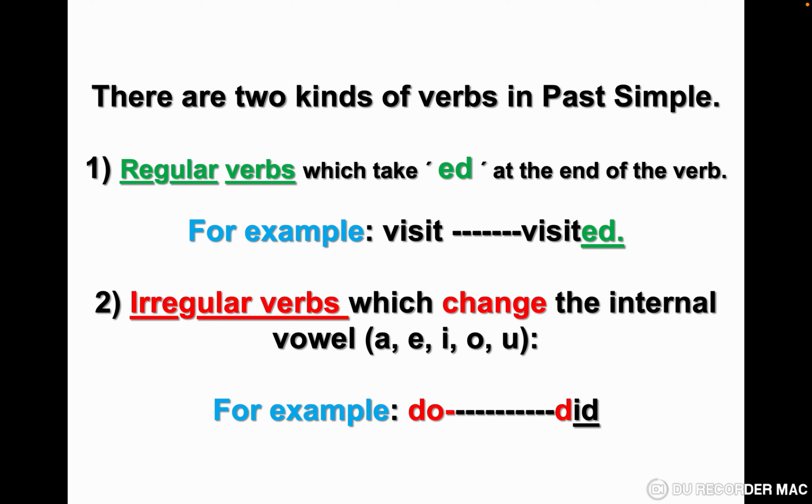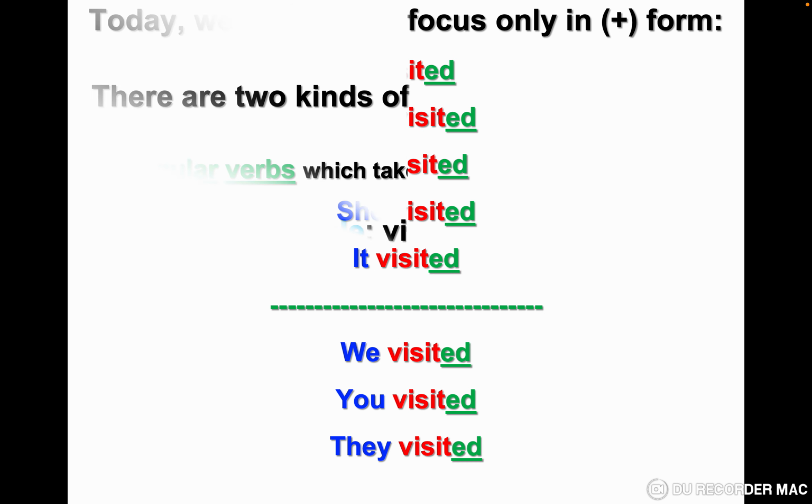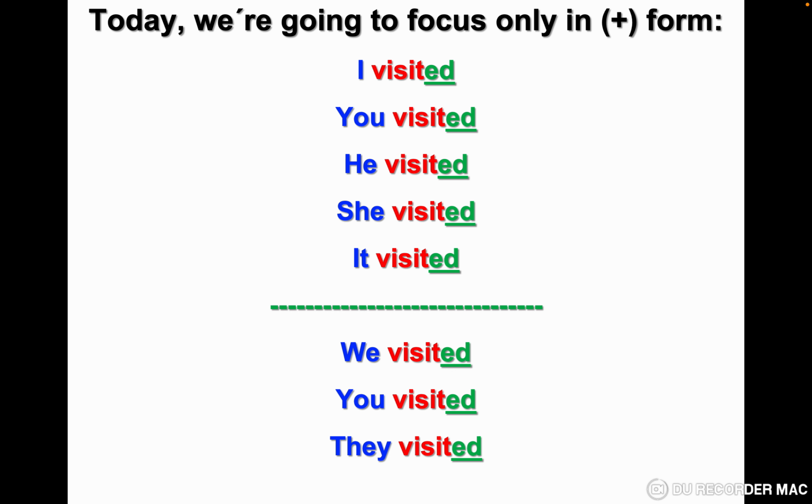So the vowels are A, E, I, O, U. For example, do: change O to I, and we add D. So do, did. Let's continue. Today we're going to focus only on the positive form. The positive form, as I said in the previous lesson, is the most important in the past. Why? Because the verb is conjugated in the past only in the positive form. In the negative and question, there is no past tense, there is just the infinitive.